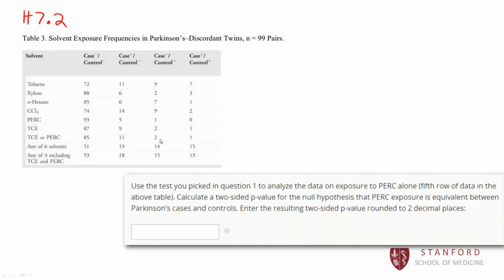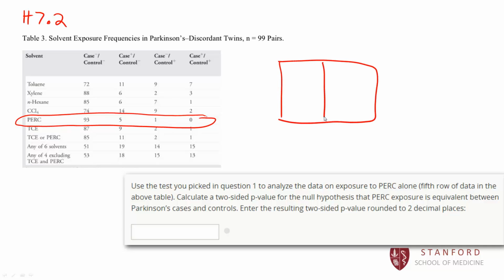This question asks you specifically about the probabilities for PERC. It's asking you to calculate the p-value for the PERC chemical column. It might be helpful here to draw a 2x2 table if that helps you to see the problem. These are paired data, so we have cases and controls. The cases have Parkinson's, the control is their twin, and we're analyzing things at the level of pairs.